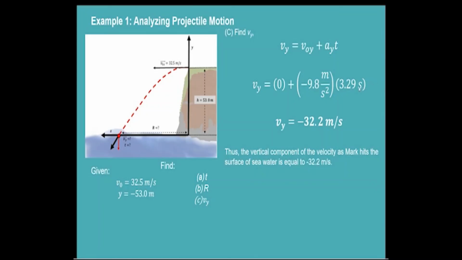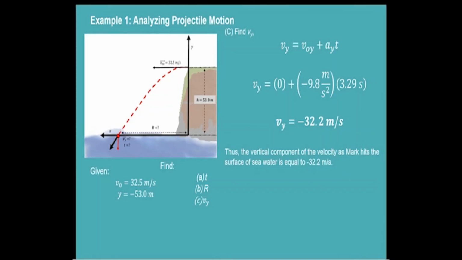Combining these two, we can cancel out 1 second in this case. So, negative 9.8 meters per second times 3.29, the answer is negative 32.2 meters per second. This is now the vertical component of the velocity as Mark hits the surface of seawater, which is equal to this value, negative 32.2 meters per second. Now, it's your turn to solve a problem.